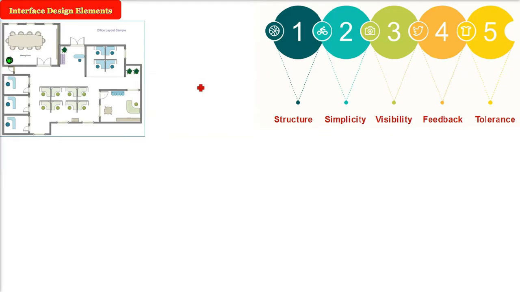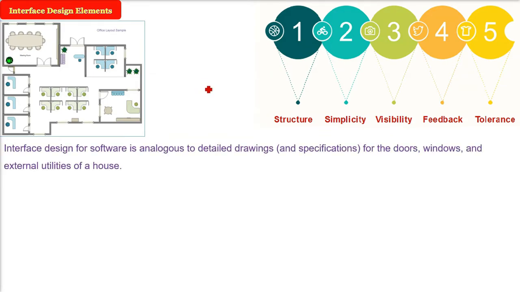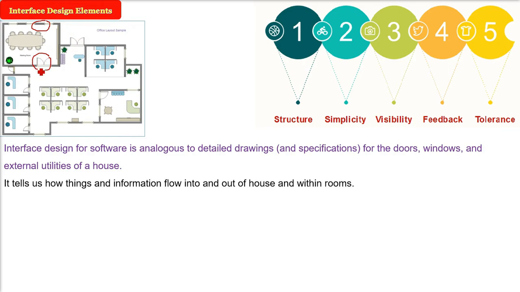Interface design elements. So now you are going into more detail. Interface design for any software application is analogous to a detailed drawing or the specification of the doors, the windows, and the external utilities of a house. Is the store outside? What about the parking? So how is the interfacing done between different parts, what is the actual specification? It tells us how things and information flow into and out of the house and within the rooms.